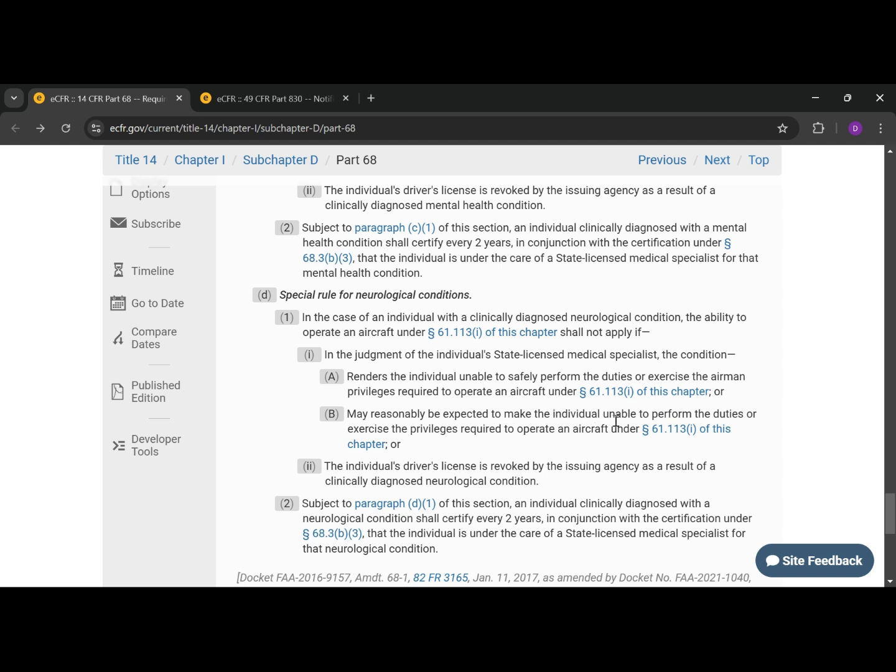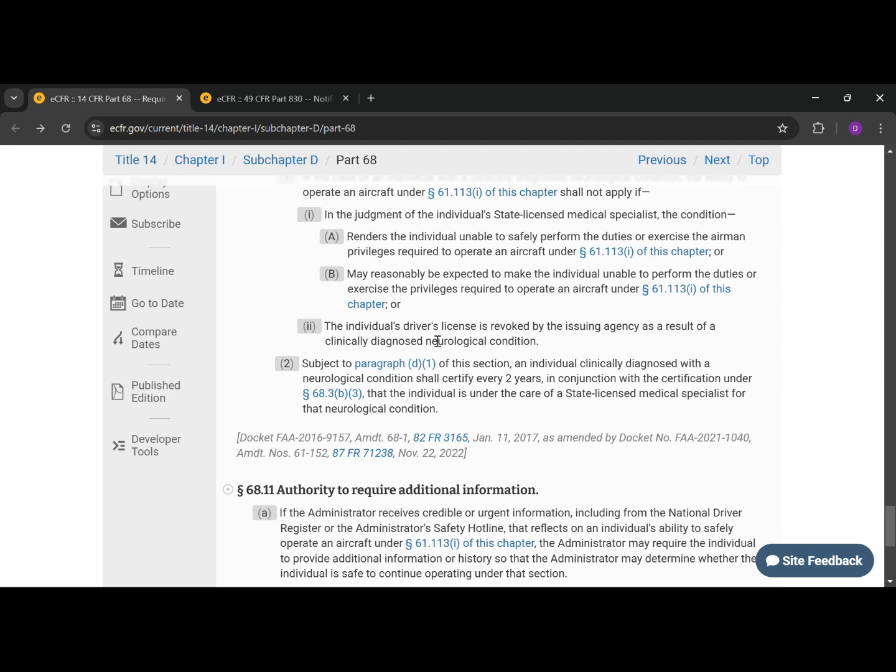expected to make the individual unable to perform the duties or exercise the privileges required to operate an aircraft under 61-113I of this chapter, or the individual's driver's license is revoked by the issuing agency as a result of a clinically diagnosed neurological condition. Subject to paragraph D1 of this section, an individual clinically diagnosed with a neurological condition shall certify every 2 years in conjunction with the certification under 68.3(b)(3) that the individual is under the care of a state licensed medical specialist for that neurological condition.